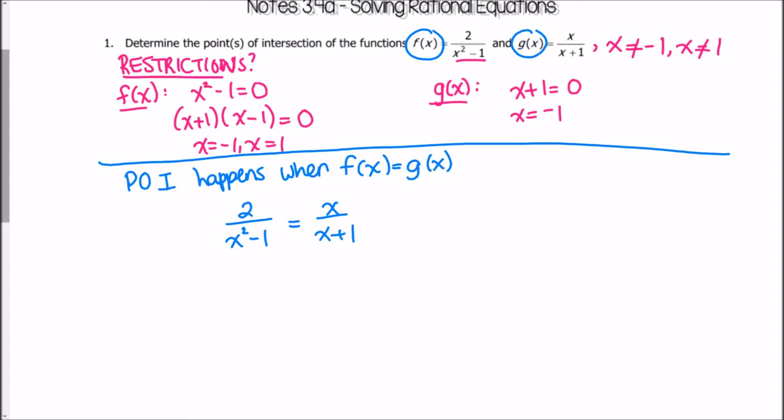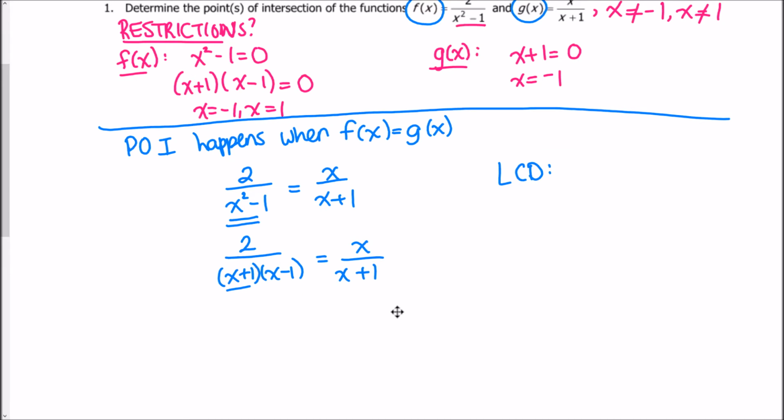So the first thing I'm going to do is get rid of my fractions. And in order to get rid of my fractions, I need to find an LCD. So this denominator here needs to get factored for me to find my LCD. We already have it factored above, but we also know it's a difference of perfect squares. So right here, we've got x plus 1, x minus 1, and over here we've got x plus 1. So if you remember, to find our LCDs from last year when we were adding and subtracting rational expressions, we're going to try to find the least common multiple or the least common denominator.